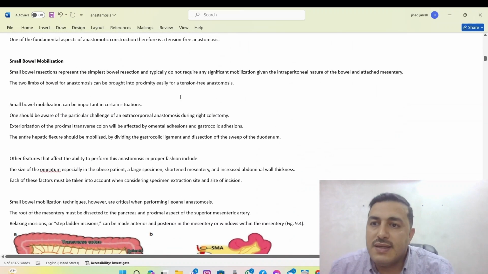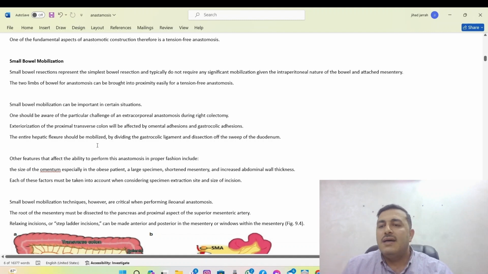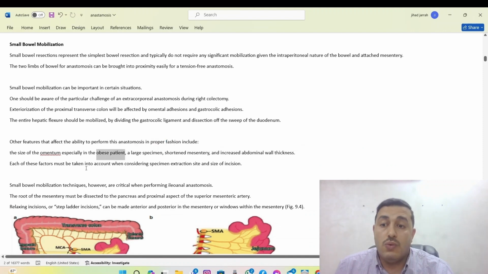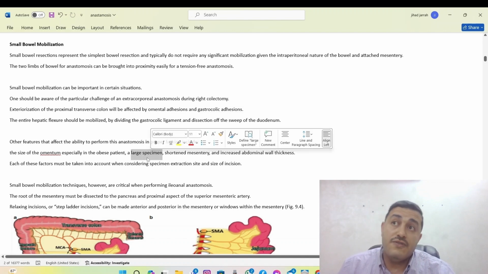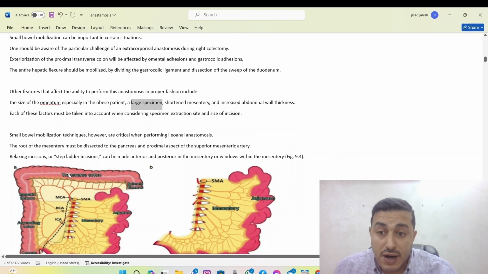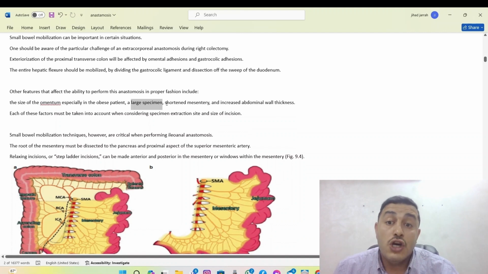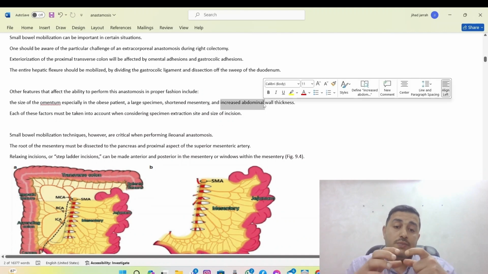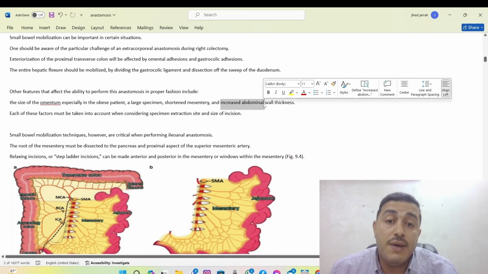Okay, what else didn't we mention in small bowel mobilization? We said that it's important. What can make small bowel mobilization a little bit hard? It is here, I think: an obese patient will have a large omentum and a large specimen. If the part that I want to take is large, a short mesentery will make mobilization hard, and a high intra-abdominal size will make the mobilization harder.